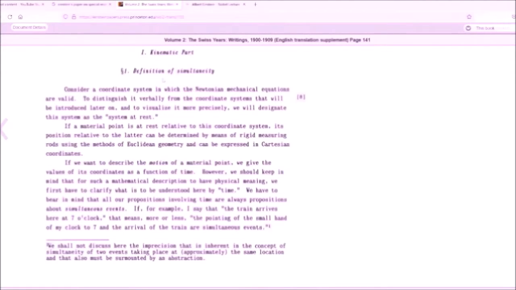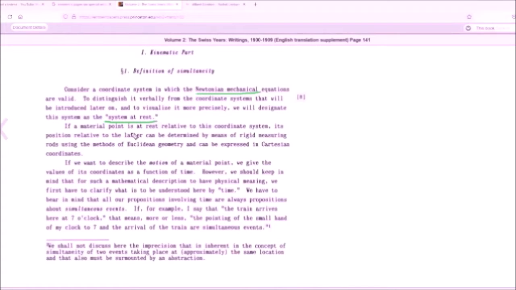Kinematic part. Definitions of simultaneity. Consider a coordinate system in which the Newtonian mechanical equations are valid. To distinguish it verbally from the coordinate systems that will be introduced later, he is going to introduce a coordinate system where all mechanical and electromagnetic equations are valid, because he does not like the Newtonian system that is sitting at rest. And to visualize it more precisely, we will designate this system as the system at rest. The system at rest is the system of the rigid body.